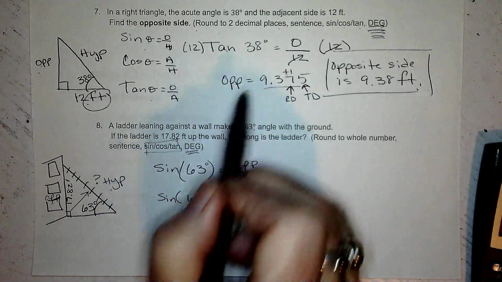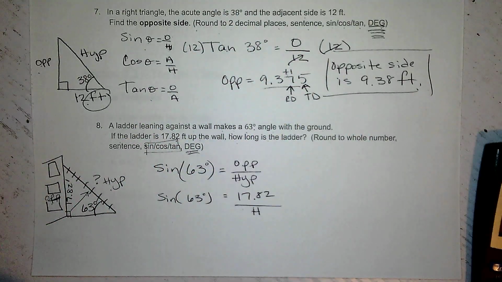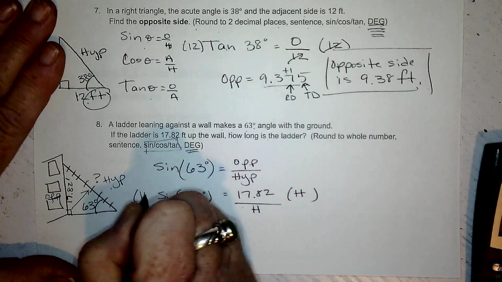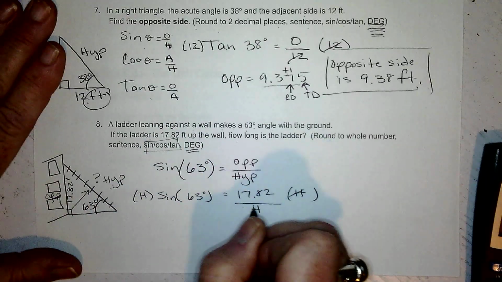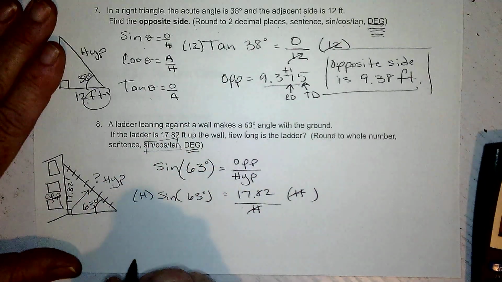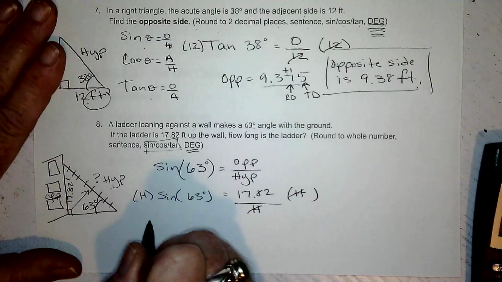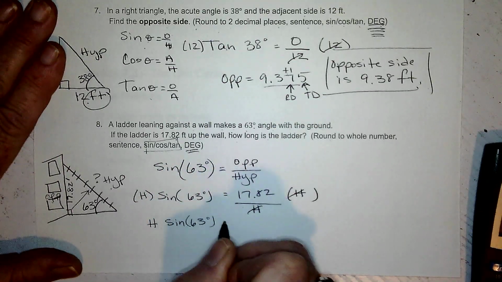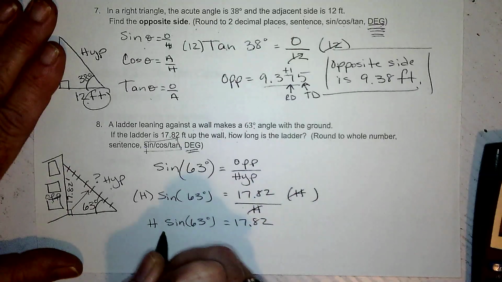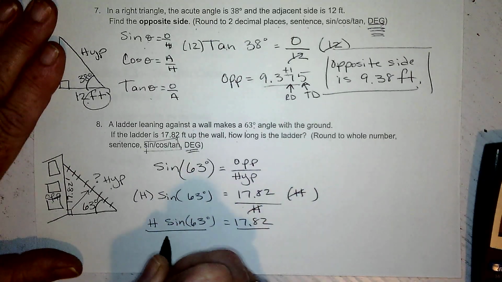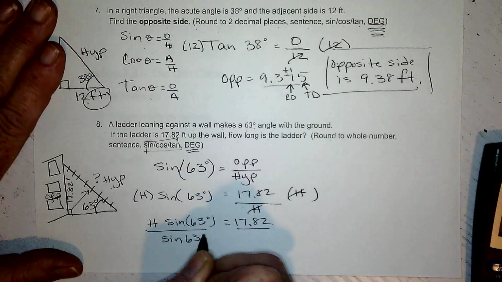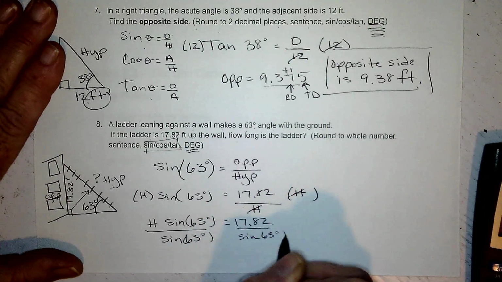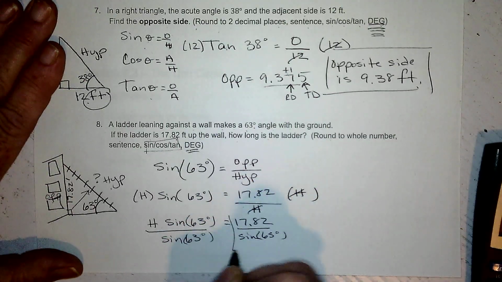Now this one's different from this one. This one's a little easier to solve. This one you're going to have to multiply both sides by h. All right, that makes this part, we wanted hypotenuse up in the numerator. And now I'm going to rewrite it, h sine of 63 degrees is equal to 17.82. Now we're going to divide both sides by sine of 63 degrees.